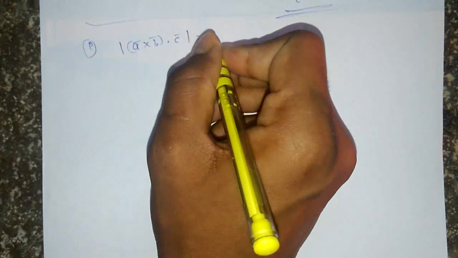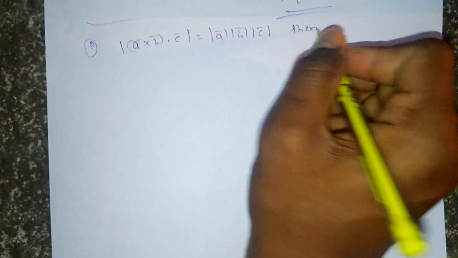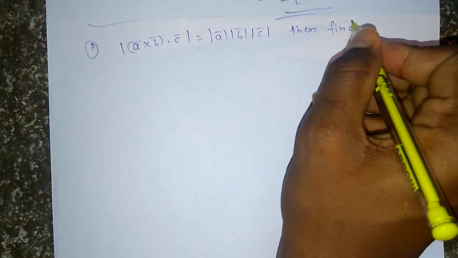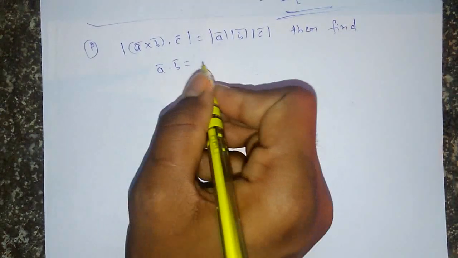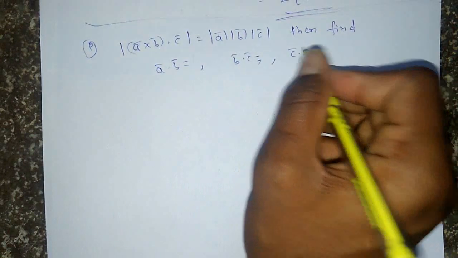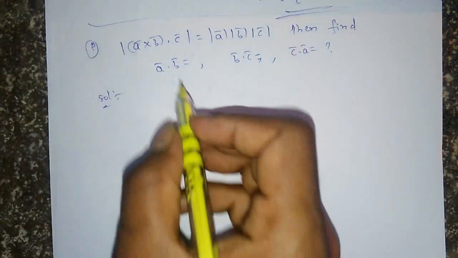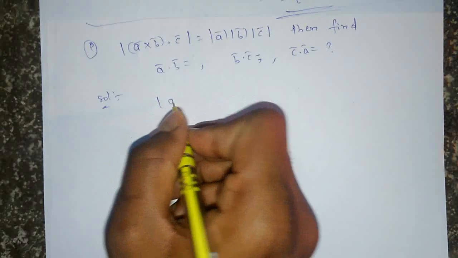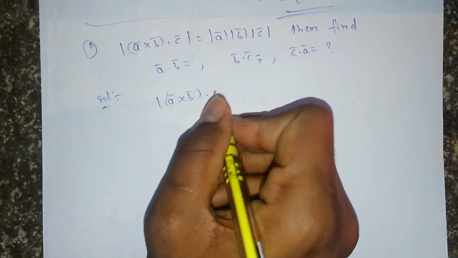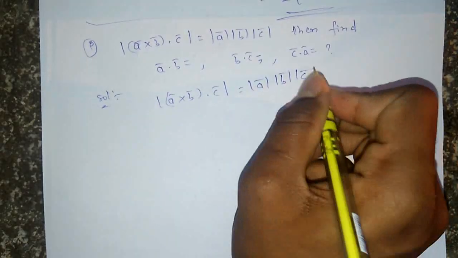Our next problem is: modulus of a cross b dot c bar is equal to mod a bar mod b bar mod c bar. Then find a bar dot b bar, b bar dot c bar, c bar dot a bar. So here, given the LHS, modulus of a bar cross b bar dot c bar is equal to mod a bar mod b bar mod c.